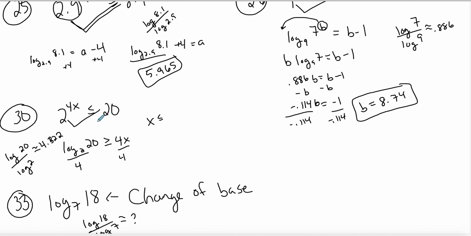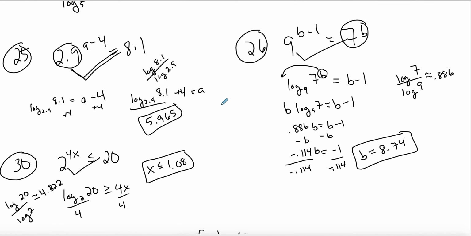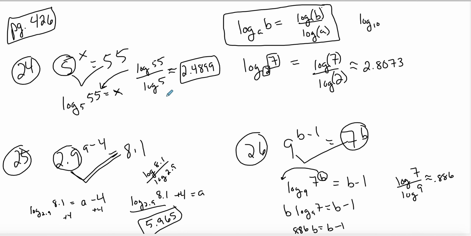And we want to divide that by 4 according to our work here, right? Change of base gets me the 4.322, divide by 4. You get 1.08. So x has got to be less than or equal to about 1.08. And you can plug that in, and you'll always get the correct answer. Okay? So I hope this helped you work through a lot of the homework.